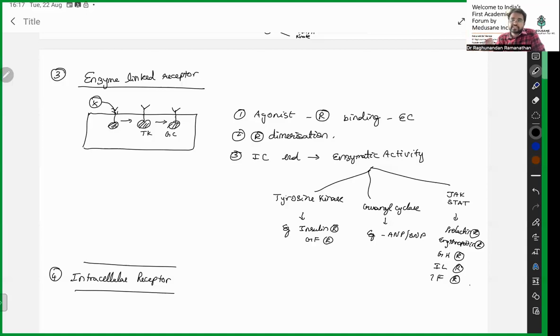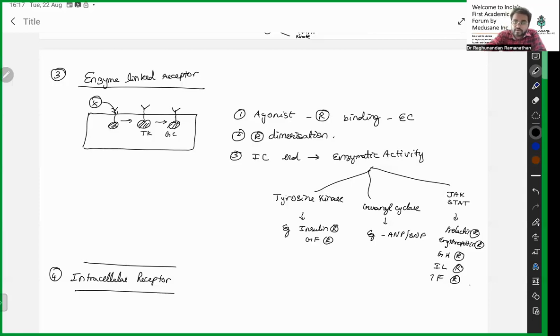So when post-transcriptional modification happens, they all become ribosomes, and that ribosome is what does protein synthesis. You would have studied this in biochemistry. So this is called intracellular receptors. This is the slowest mechanism. Okay, I hope you all understood.